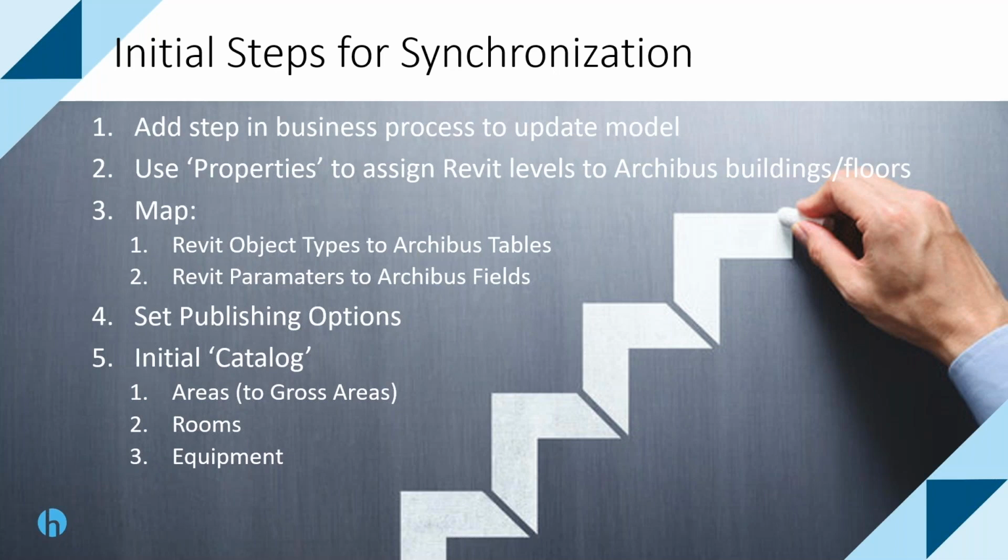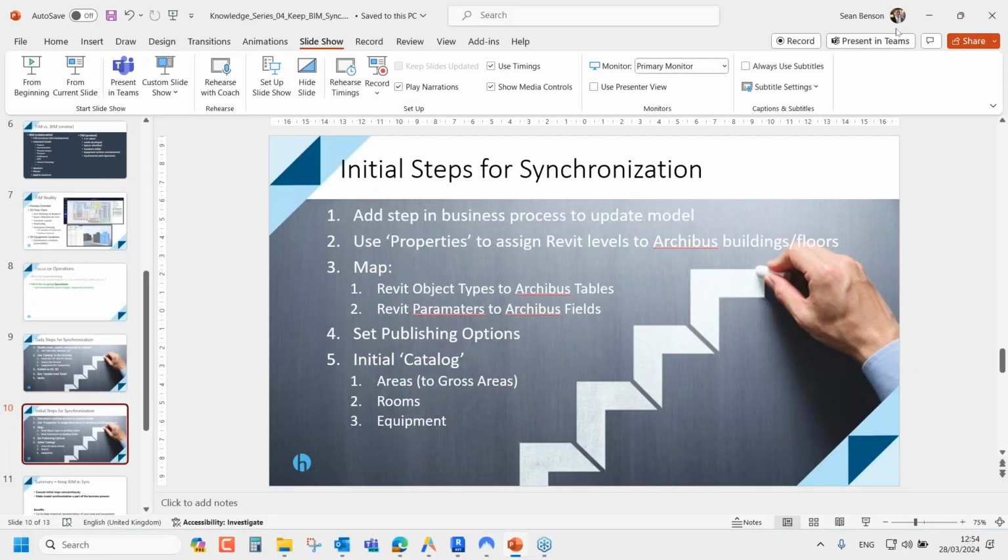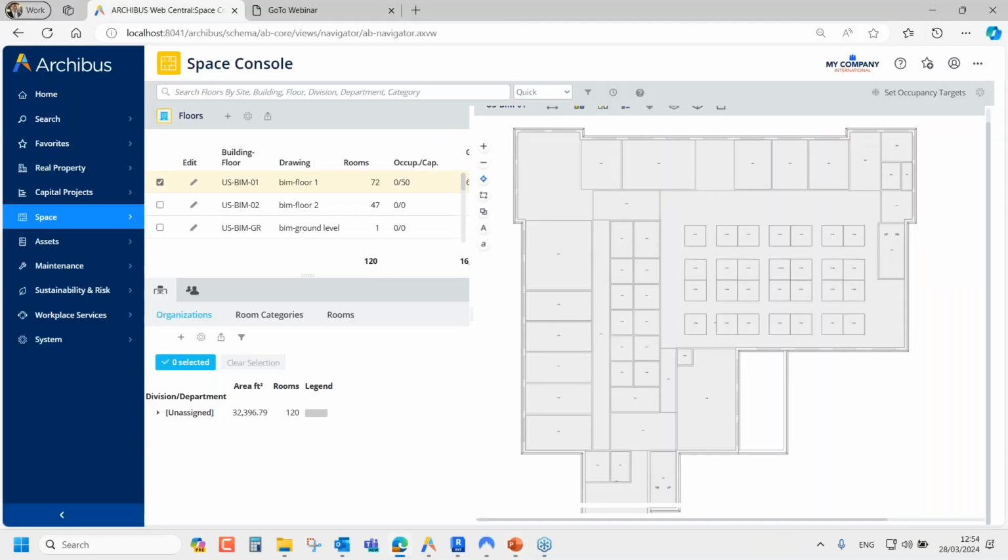Whatever workflow tool you're using should have a step to manage and notify the BIM specialist that the change is required in the model. But next, as we get into the properties command and we assign Revit levels to Archibus, we do the mapping, we set up our options, and we do the initial catalog. So let me just run through that to make sure that you understand what has to go into getting this model initially connected to Archibus.